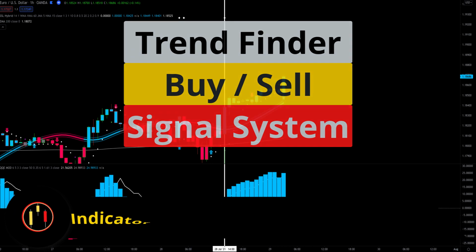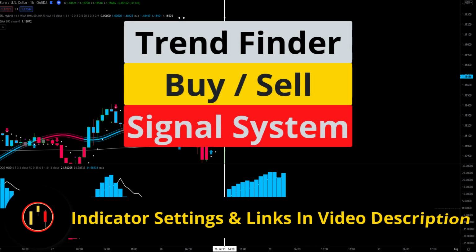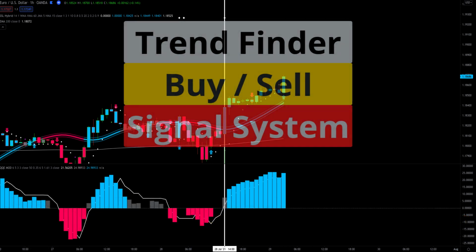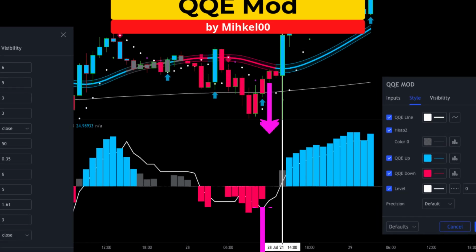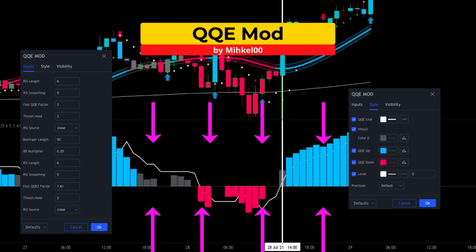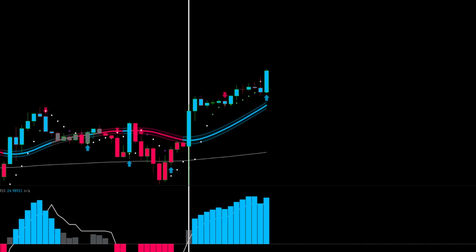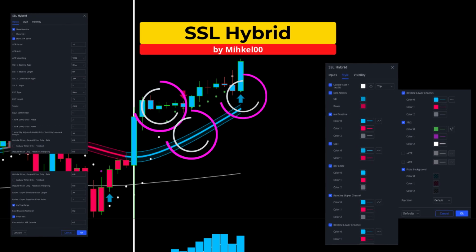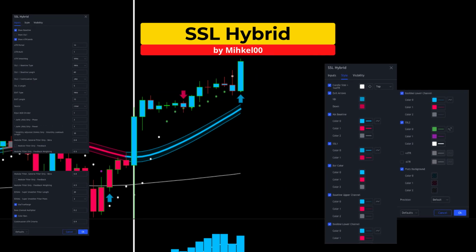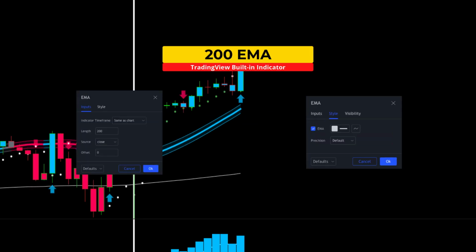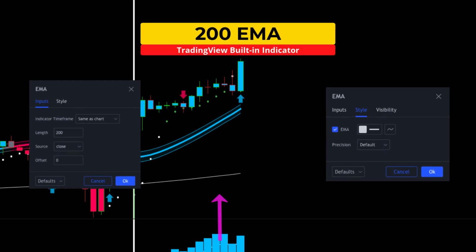This is called the Trend Finder Buy-Sell Signal System, and it uses 3 TradingView free indicators. The first indicator is the Qualitative Quantitative Estimation or QQE mod. This indicator will provide our signal confirmation for entry. The second indicator is the SSL hybrid. This study will provide our signals for entry and stop loss levels. The final indicator is the standard 200 exponential moving average. This indicator will determine the overall trend direction.